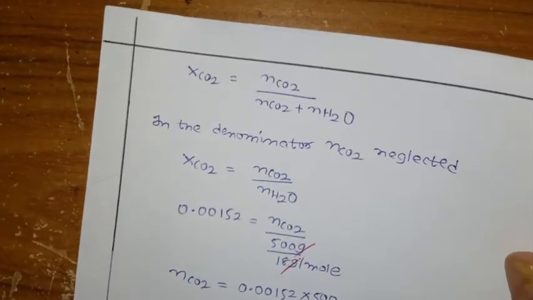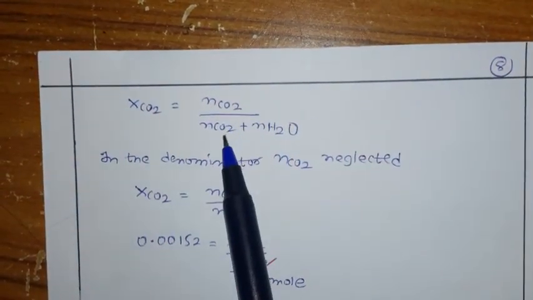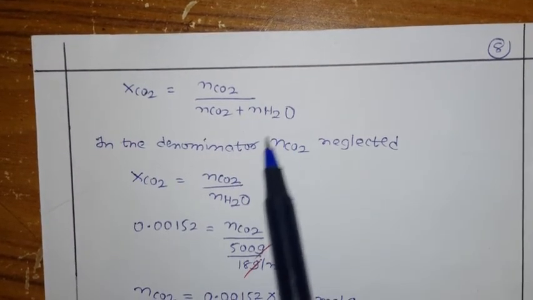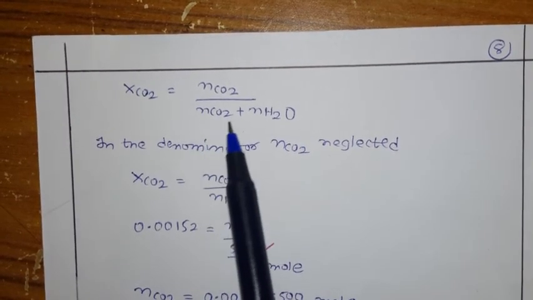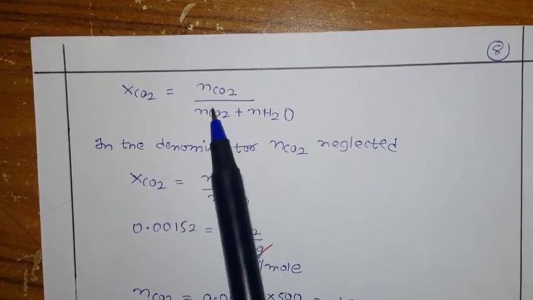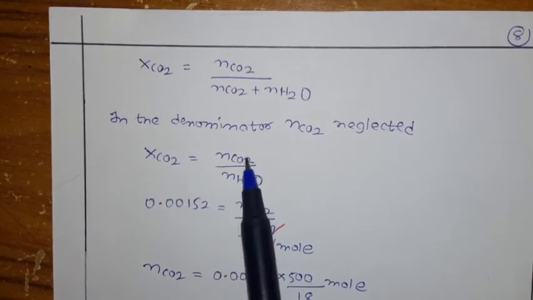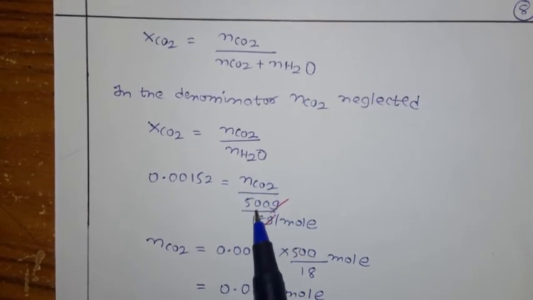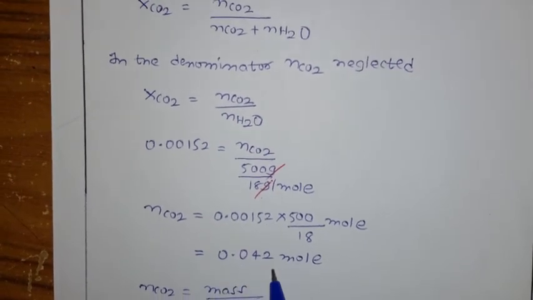So this is the formula for mole fraction: number of moles of CO2 divided by the number of moles of CO2 plus the number of moles of water. In the denominator I am going to neglect the number of moles of CO2, because it is very small and won't vary the result much. We simply write the number of moles as mass by molar mass. Now the number of moles of CO2, if you simplify, comes to 0.042 moles.